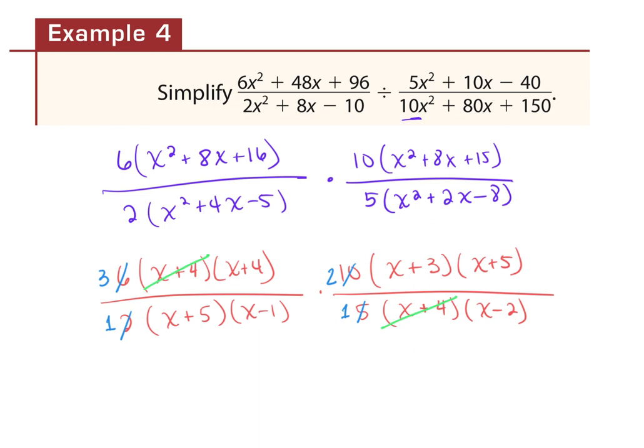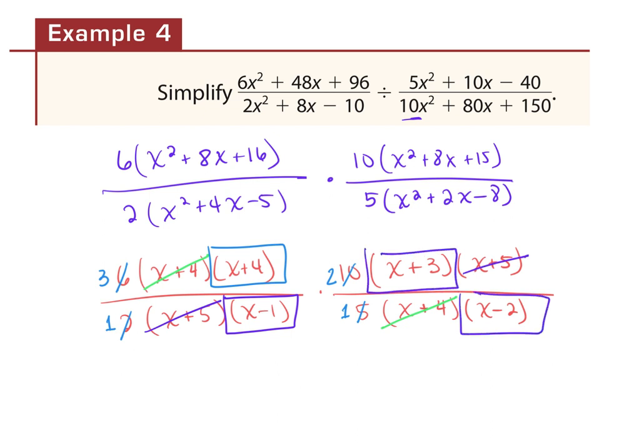So this x plus 4 right here is not going to cancel with anything, right? If I go down, x plus 5, well, that can cancel all the way across with this, but this x minus 1 is not going to cancel with anything. This x plus 3 doesn't have anything to cancel with. This x minus 2 doesn't have anything to cancel with.